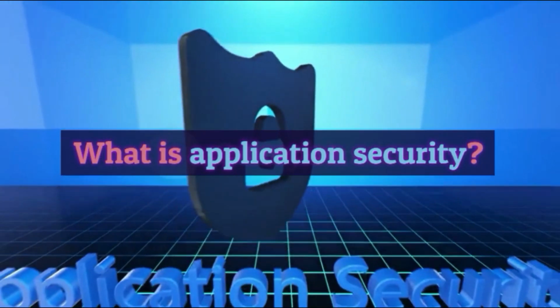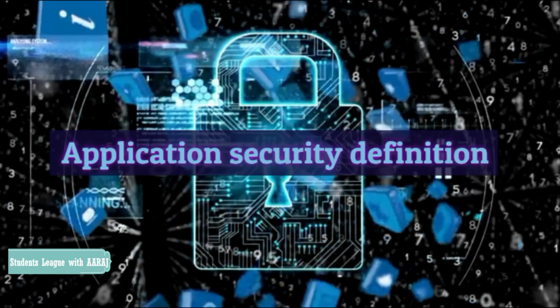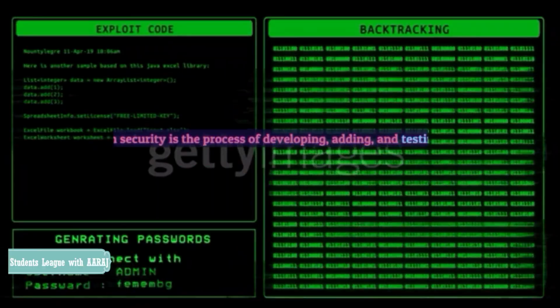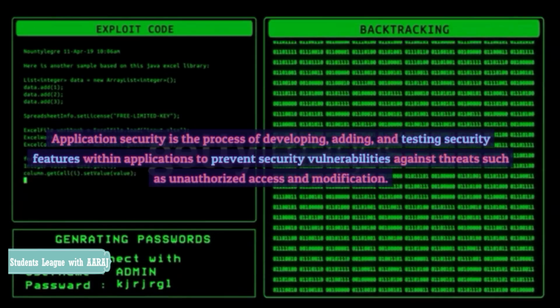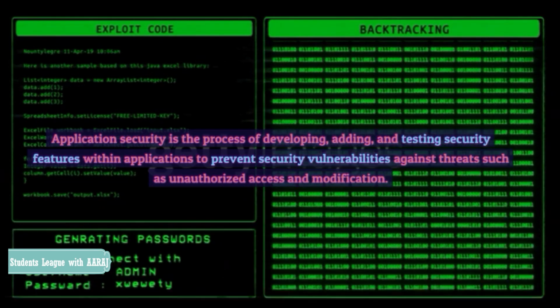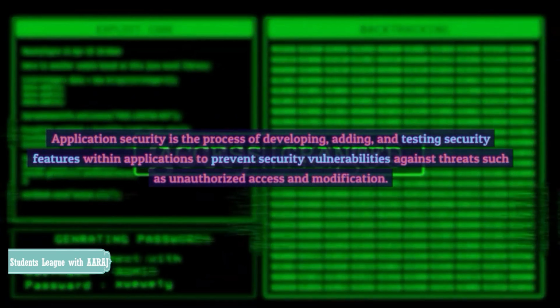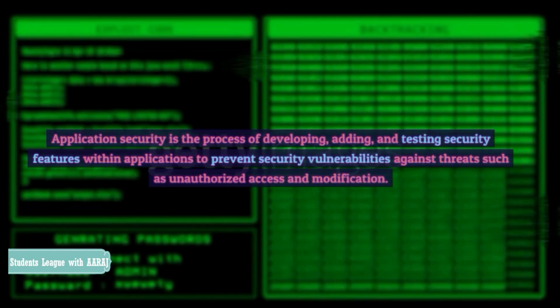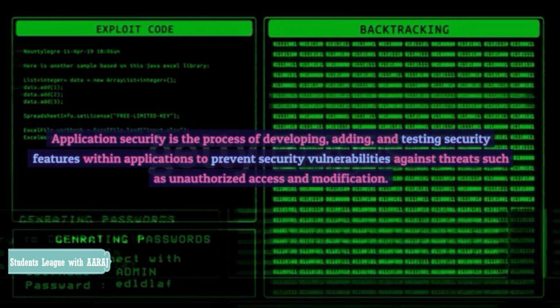What is application security? Application security definition. Application security is the process of developing, adding, and testing security features within applications to prevent security vulnerabilities against threats such as unauthorized access and modification.